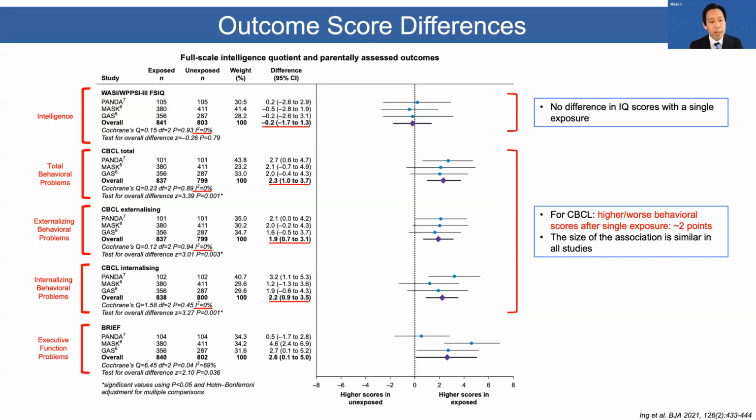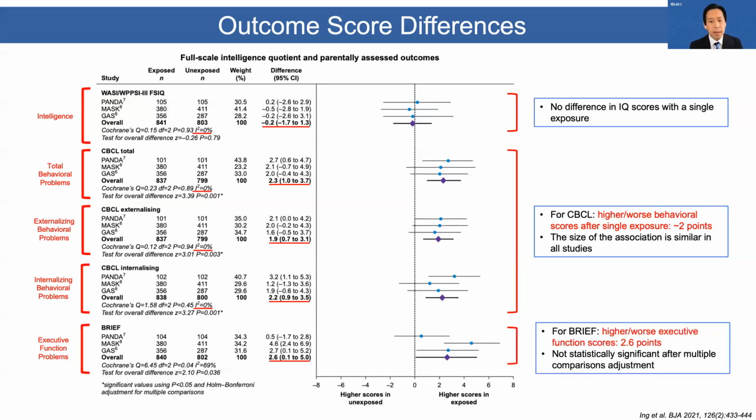The final outcome was the BRIEF, which evaluated executive function problems. And with regard to this outcome, the children with a single exposure had higher scores by about 2.6 points, so more executive function problems. However, this final outcome was not statistically significant after multiple comparisons adjustment, and it also found significant heterogeneity in this outcome of 69%, meaning that there was significant or serious heterogeneity between the studies. And the reason for that, you can see here, is that the MASK and the GAS study both found worse problem scores in anesthetic exposed children, but the PANDA study did not.